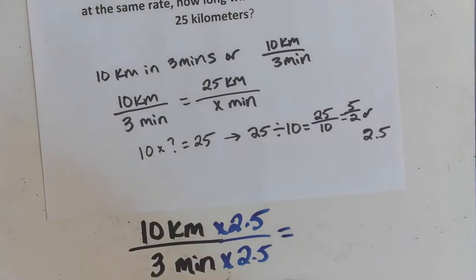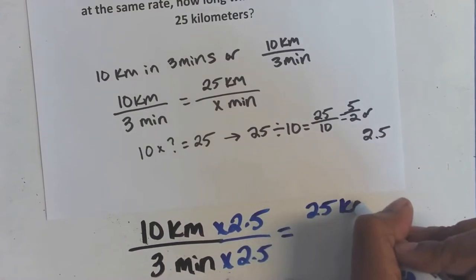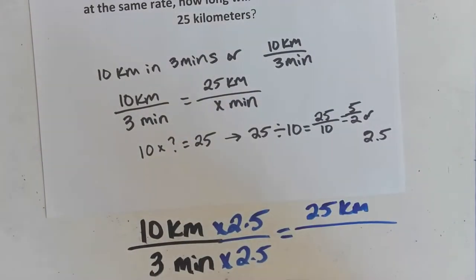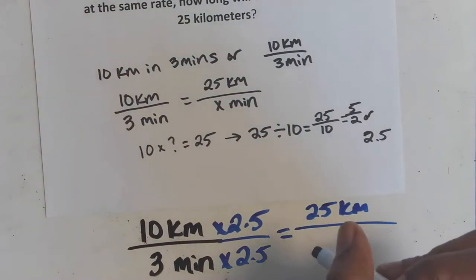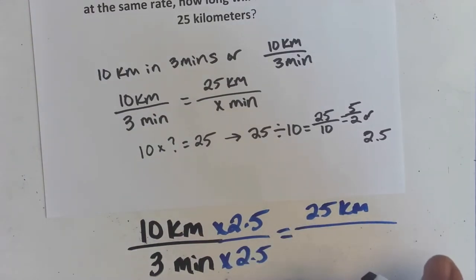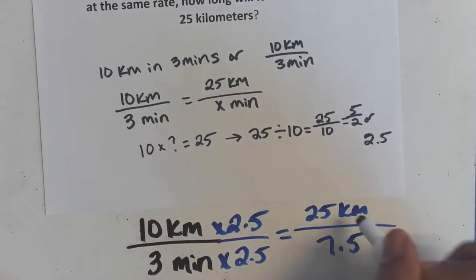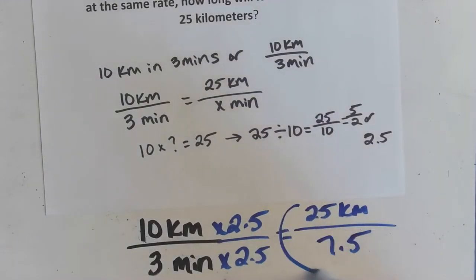So now we have 10 times 2.5, which is going to give me 25 kilometers, which is what I knew in my original problem. Now I've got to get my minutes, or my time. 3 minutes times 2.5 is going to give me what? 7.5. So this lets me know what? It allows us to see that it would take the race car 7.5 minutes to travel 25 kilometers.